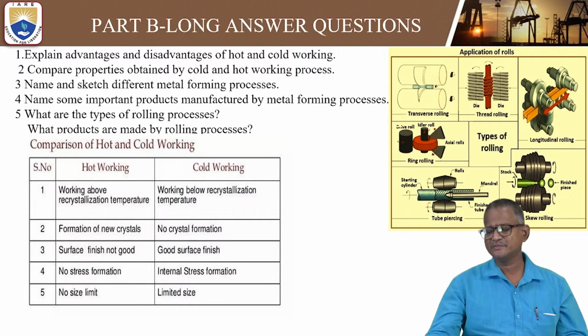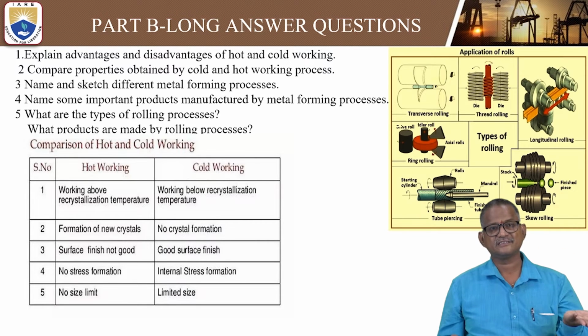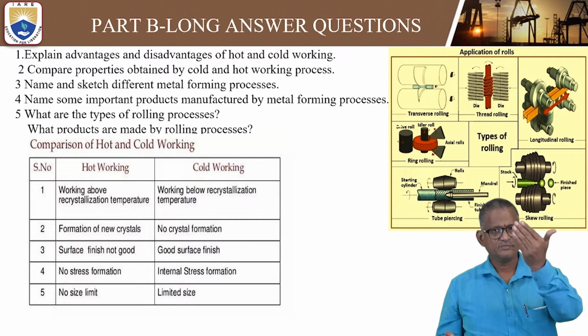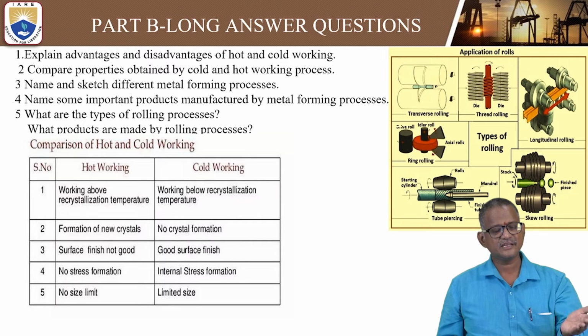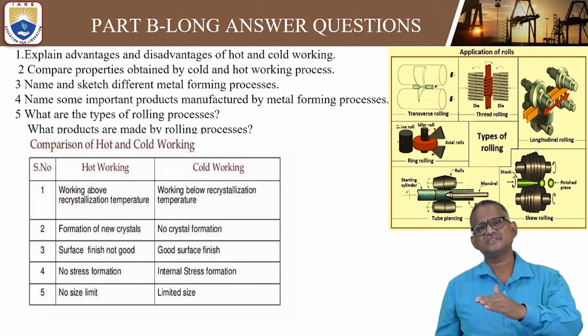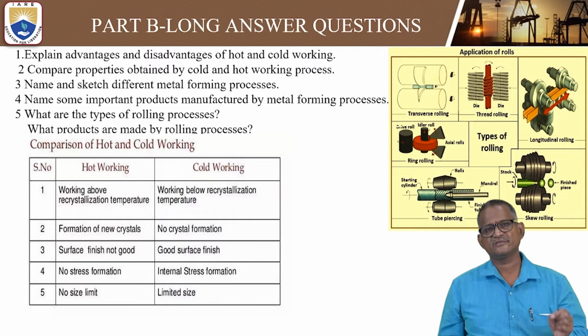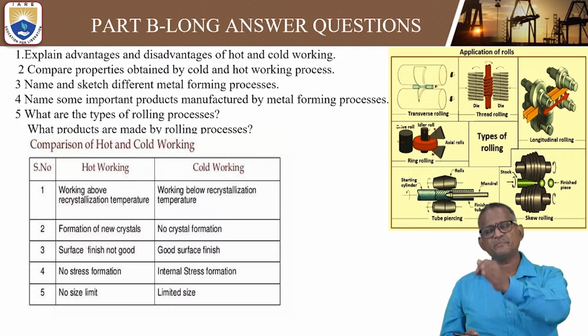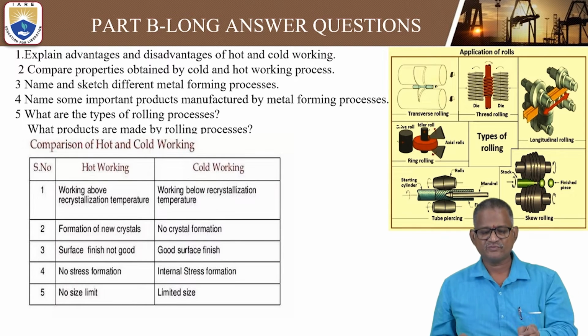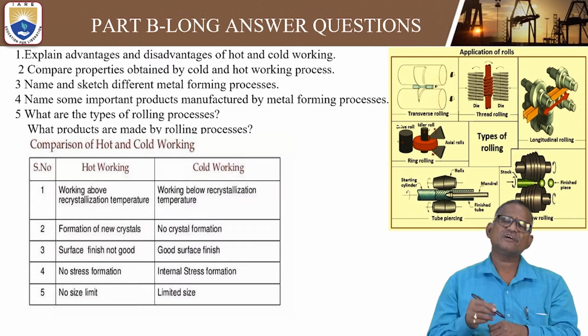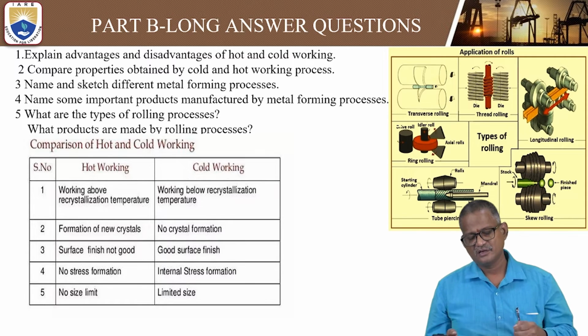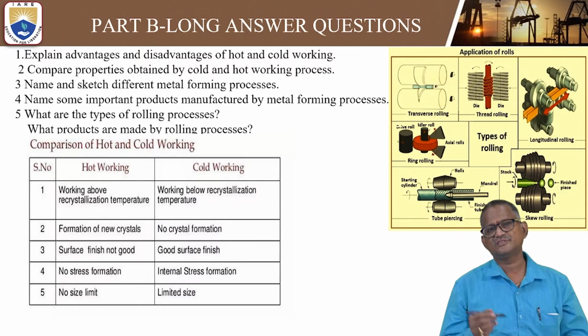For simple understanding, hot working means working above recrystallization temperature. Similarly, cold working means below recrystallization. For example, for steel, 923 degrees centigrade is the recrystallization temperature. In the case of cold working, it can be performed at room temperature itself. That is why a lot of pressure and force is required for this operation.